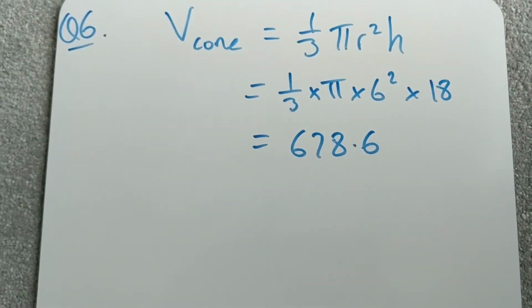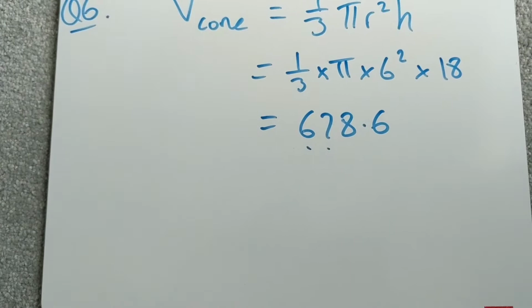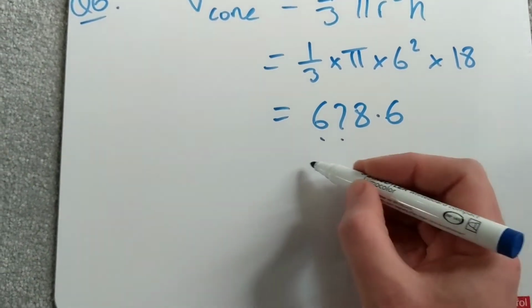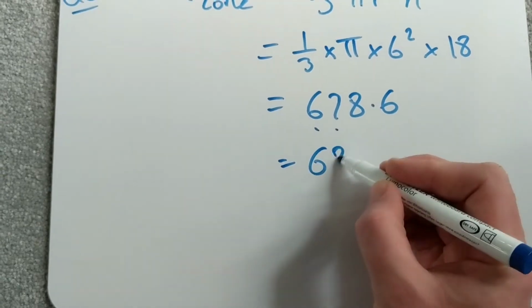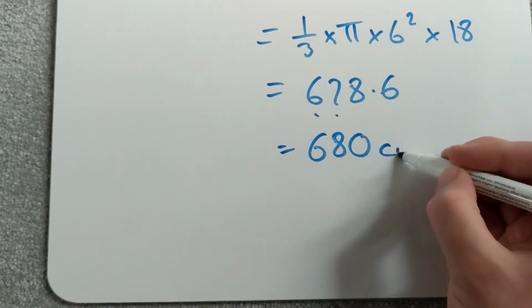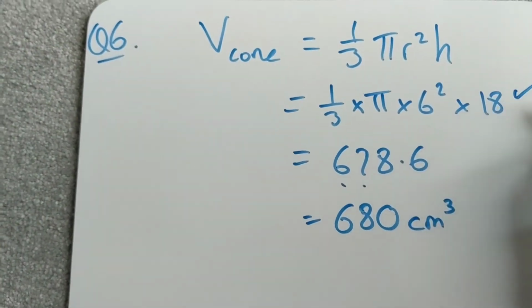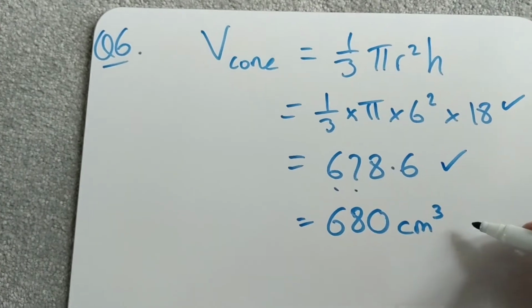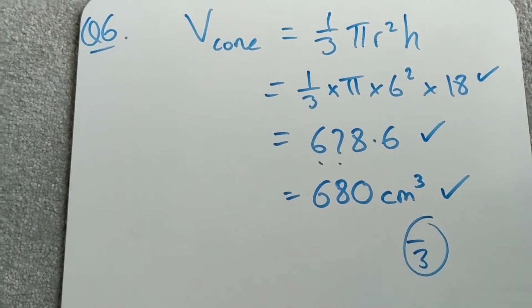Now it does say round to 2 significant figures. So first significant figure, second significant figure, the 8 rounds that up. So 678.6 would be closest to 680 to 2 significant figures, and that would be centimetres cubed. So another 3 mark question, 1 for subbing into the formula, 1 for the answer, 1 for rounding it to 2 significant figures. Out of 3 marks.